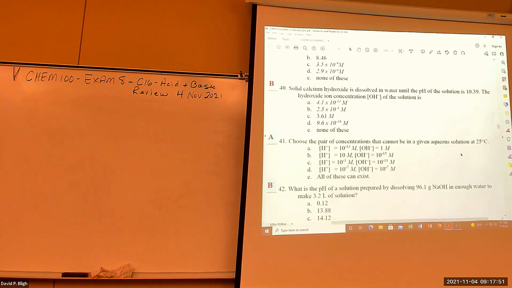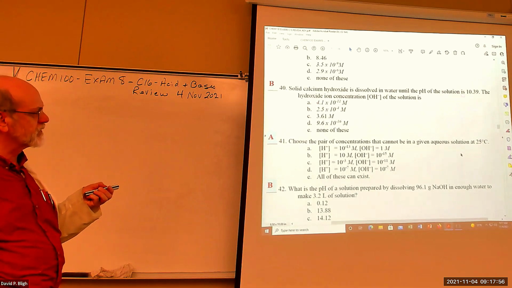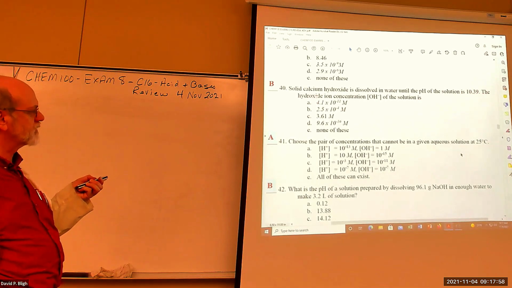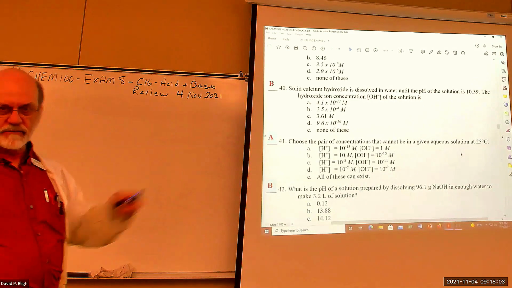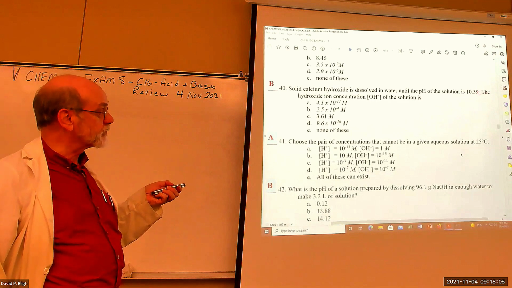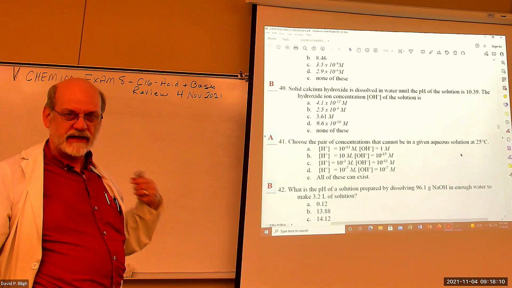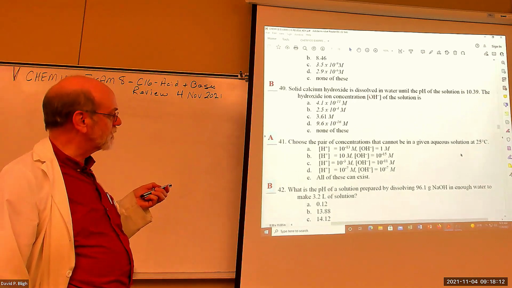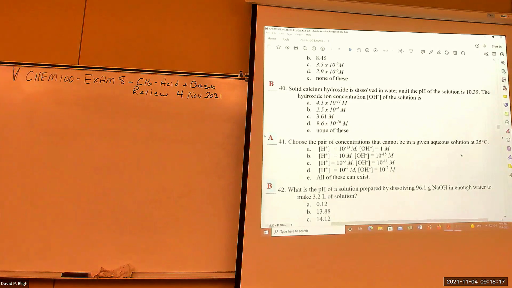Let's see, 40 is new. Solid calcium hydroxide dissolved in water until the pH of the solution is 10.39. Find the hydroxide ion concentration of the solution. All right, same thing. Subtract this from 14, gives you the pOH. Then you do the anti-log conversion back to the OH concentration. Get your answer. So we're not going to spend time on that one. That's a simple conversion. How about, let's see, is 41 valid?